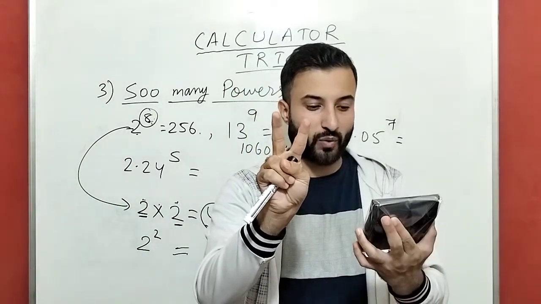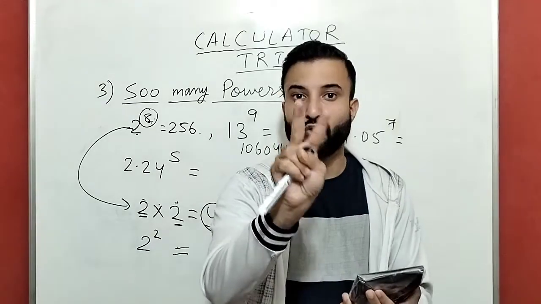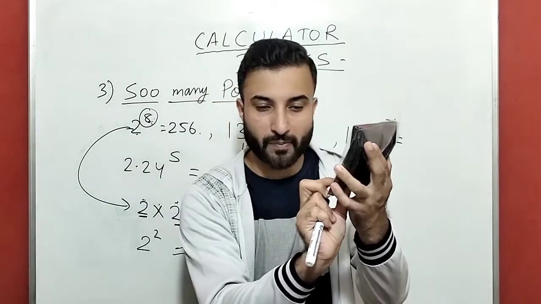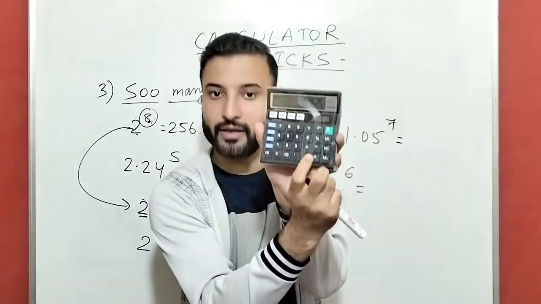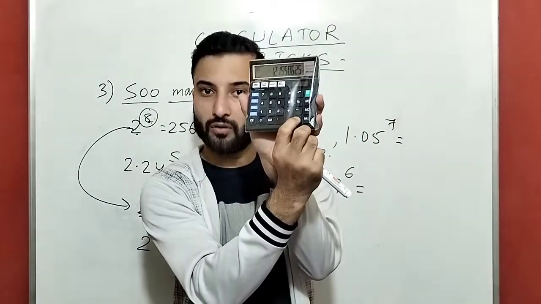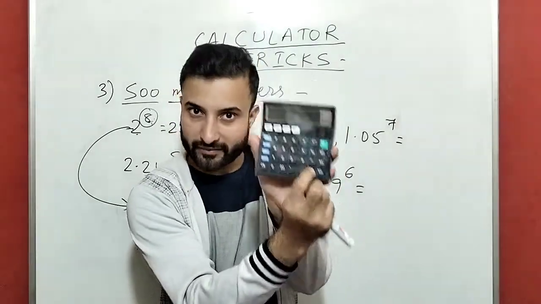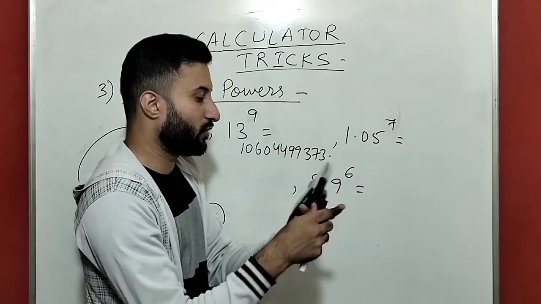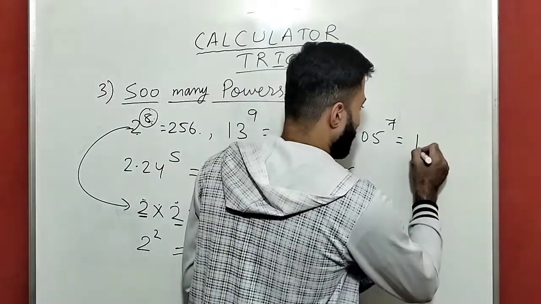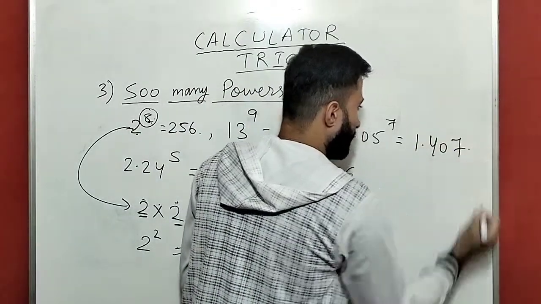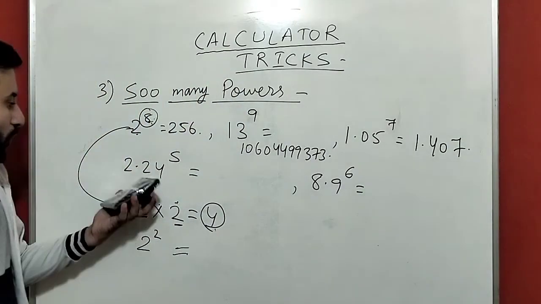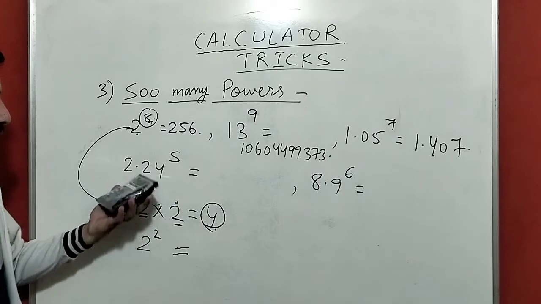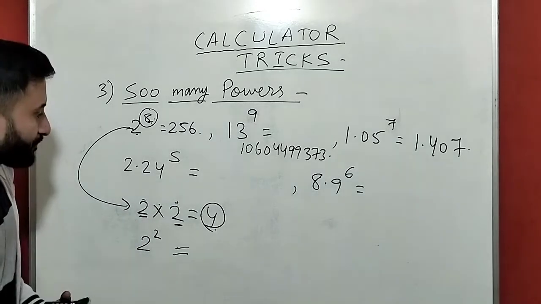The value you got is 1.1025. That is for 2 times. Now we'll press the equal sign: 3, again 4, again 5, again 6, again 7. Then you will get 1.407 like that. Same we will do for 2.24 power 5.